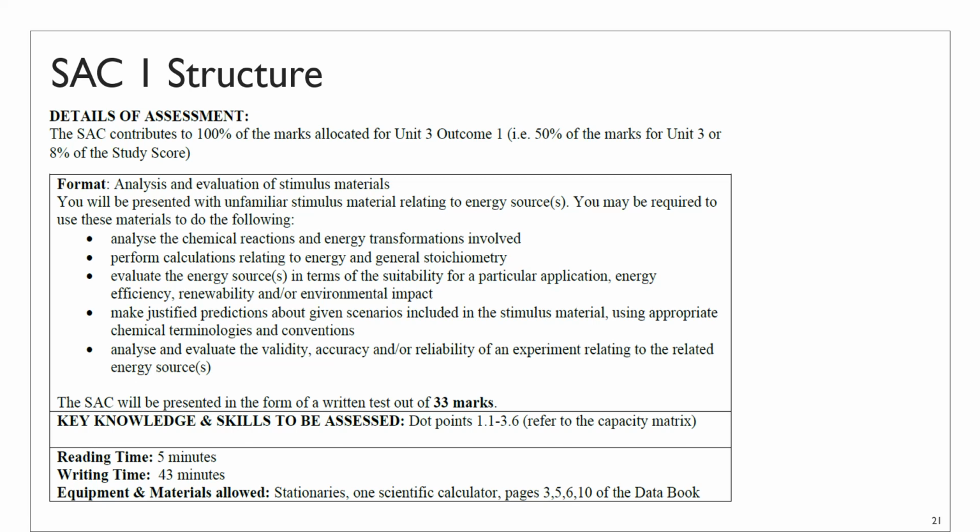So let's just quickly discuss the SAC a little bit. In terms of structure, this is in the SAC notification, so you can read it then. So this SAC is basically Unit 3 Outcome 1. It's 50% of Unit 3's marks, or 8% of the study, and is called unmoderated, of course. It generally gets scaled up a little bit after the exam. So the format is analysis and evaluation of stimulus materials, which is the vaguest of vague that I can ever tell you. But there will be no multiple choice questions. I know in year 11 a lot of assessment had multiple choice questions. We will not have any.